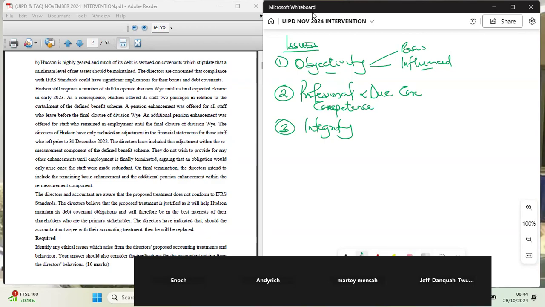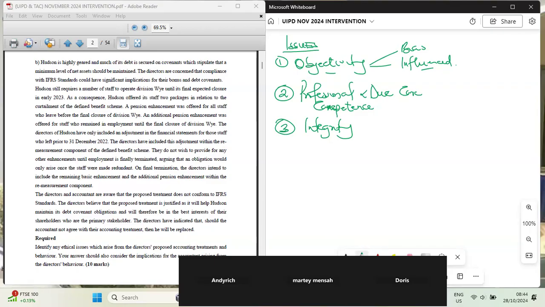Okay. Hello, sir. Yes, please. I think this has to do with professional competence. They made a statement that they do not wish to provide for any other enhancements until employment is finally terminated, and the argument is that an obligation would only arise once the staff were made redundant, and that is not true. Exactly. It means that they lack the competence and the diligence to do the work.